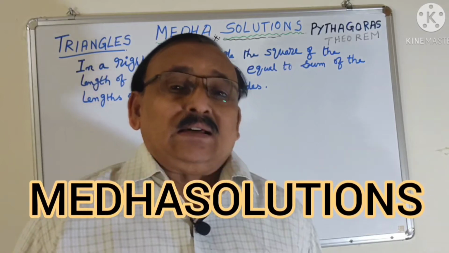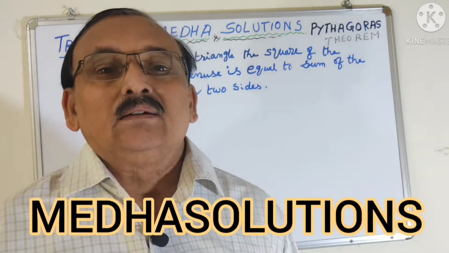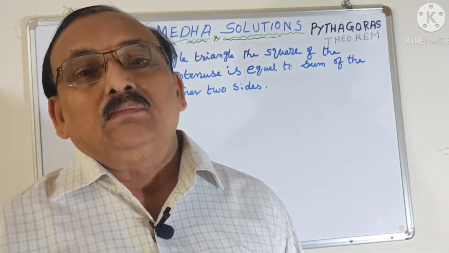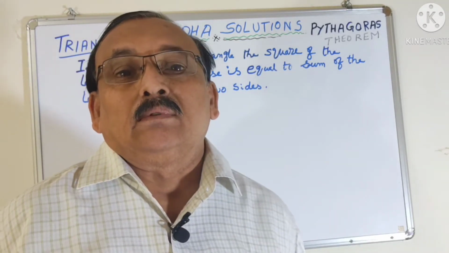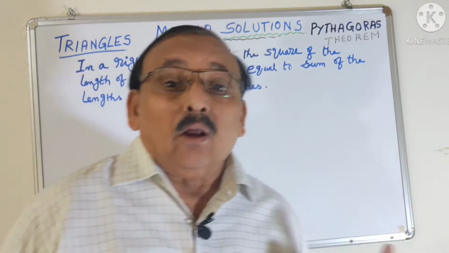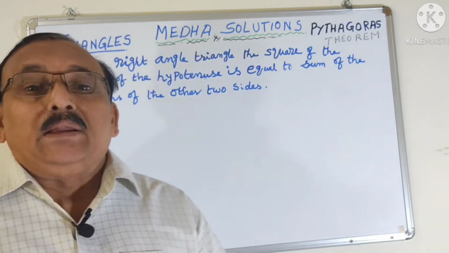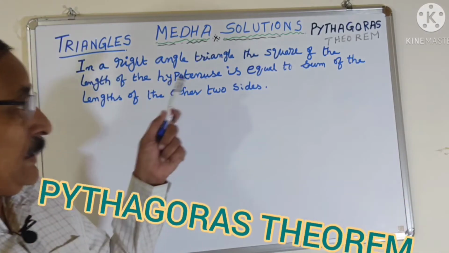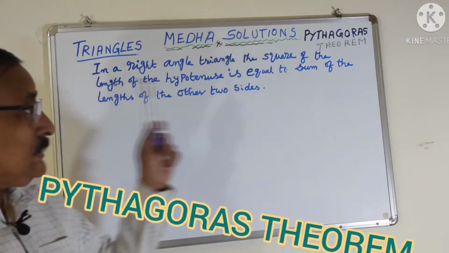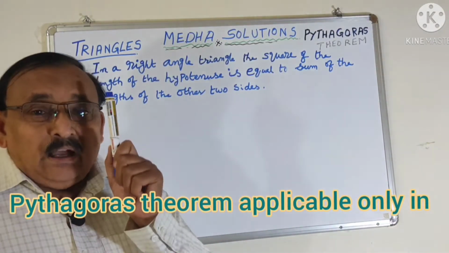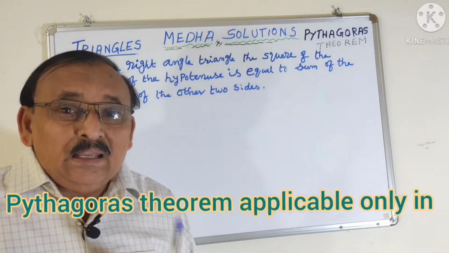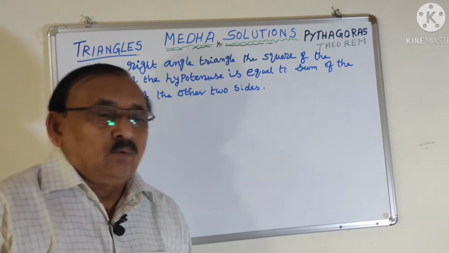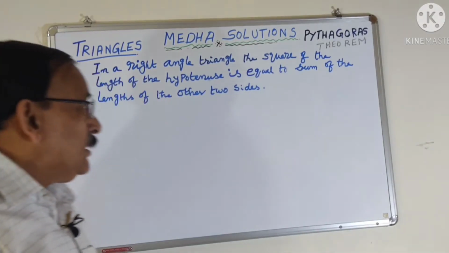In my previous class, we learnt about the BPT, Basic Proportional Theorem in Triangle chapter. And now, after BPT, there is one more important theorem, the Pythagoras theorem. Pythagoras theorem is applicable only in right angle triangles. Okay, now what is the Pythagoras theorem?